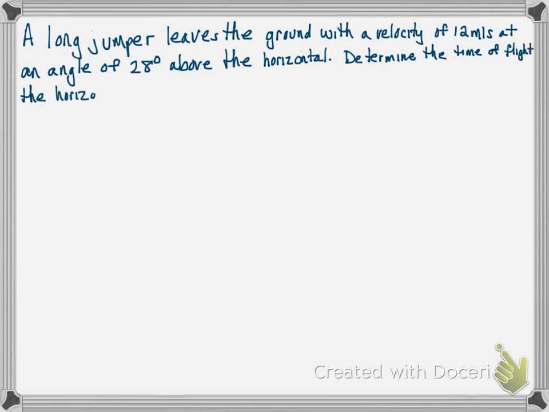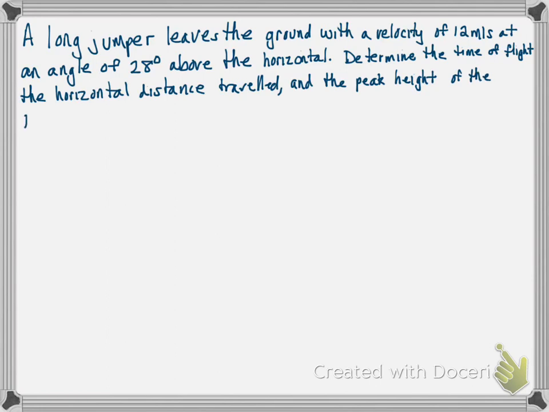So we want to know several things here. We want to know the time of flight, the horizontal distance traveled, that would be important if you're a long jumper, and how high, the peak height. So first thing, let's kind of picture what would happen. Get launched into the air, travel up, travel back down. Mental picture. It's kind of a simple motion diagram.